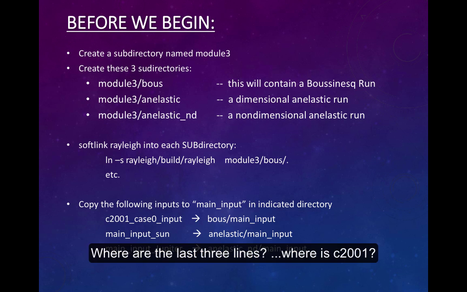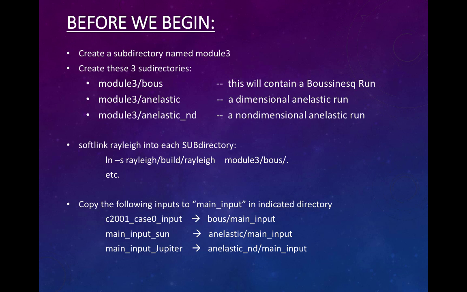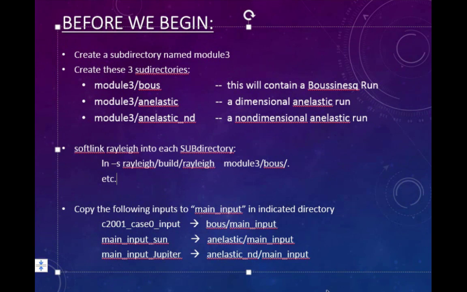Question? Yeah. Where are the last 3 lines? Where's C2001? Yeah, those are in Rayleigh / input examples. So that's kind of ready. Rayleigh. Did you find it?